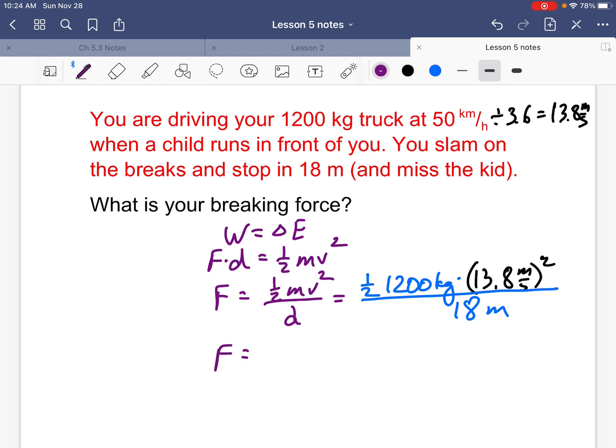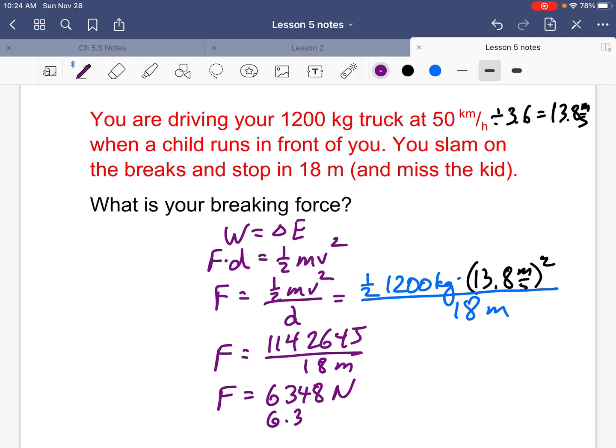So force, grab your calculator. That's 114,264 joules by 18 meters. So the force is 6,348 newtons. Sorry, 48 newtons, my apologies. 6.3 times 10 to the 3 newtons.